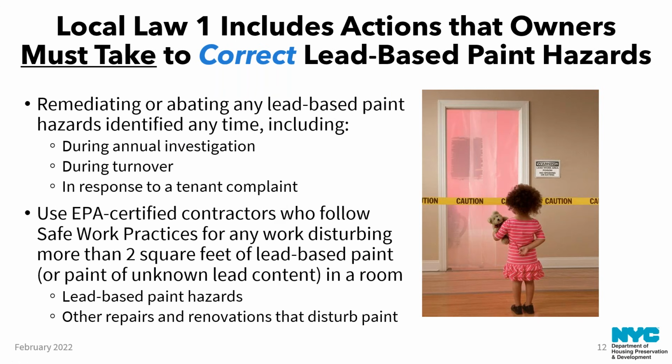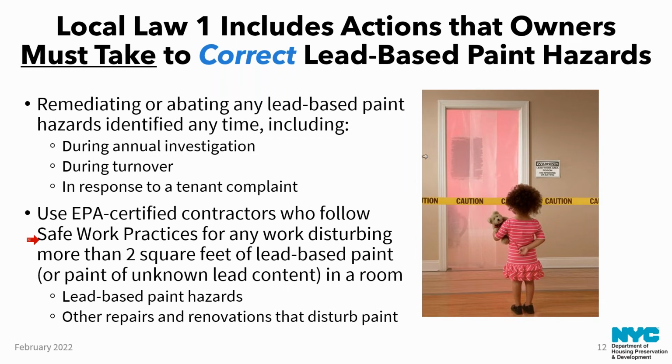Once you have identified that there's a hazard, either due to one of your required investigations or through any other source of information, such as a tenant complaint, for instance, of a leak, then as a building owner, you are responsible for remediating or abating those hazards. So that's pretty obvious. Once we find the problem, we need to fix it. And when we do any work that's going to disturb more than 2 square feet of lead-based paint, or paint where we don't know if there's lead within a room, now we have to hire EPA certified contractors who are going to follow safe work practices.